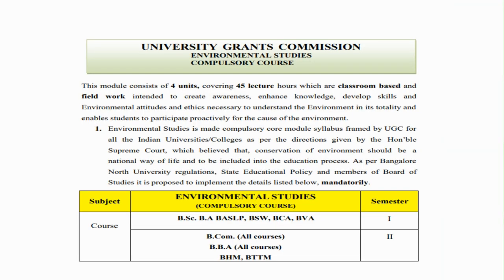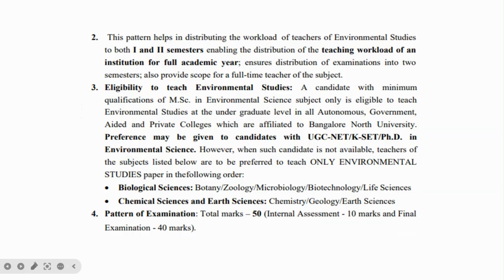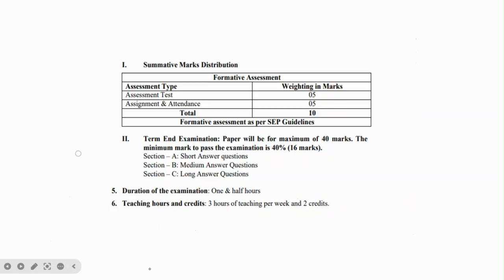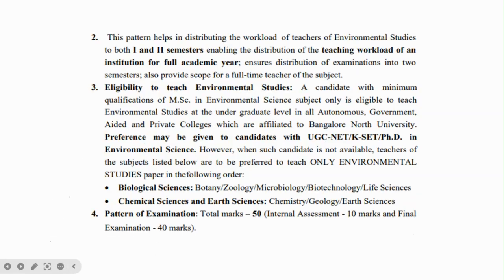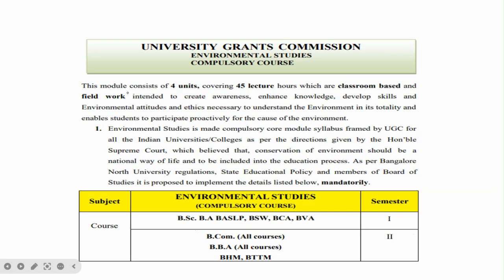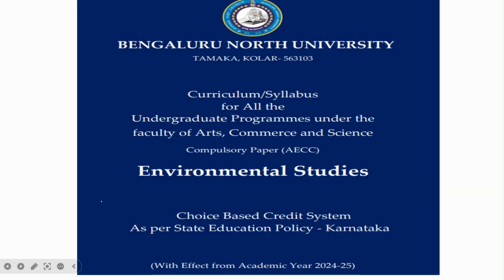University Grants Commission, UGC, has environmental studies as a compulsory course paper for BSc, BA, BAS, LB, BSW, BCA, BVA, BCom, BBA, BHM, BTTM, and other courses. So yeah, this is a UGC paper. It has 4 units. So here the module consists of 4 units.